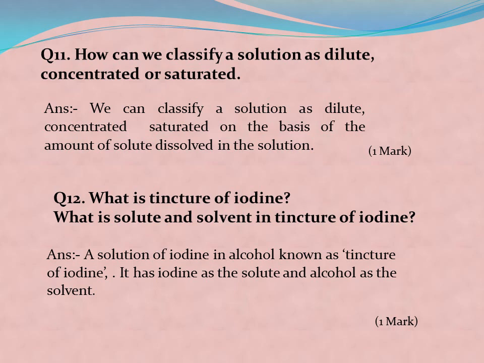Question number 11. How can we classify a solution as dilute, concentrated or saturated? Answer: we can classify a solution as dilute, concentrated or saturated on the basis of the amount of solute dissolved in the solution.